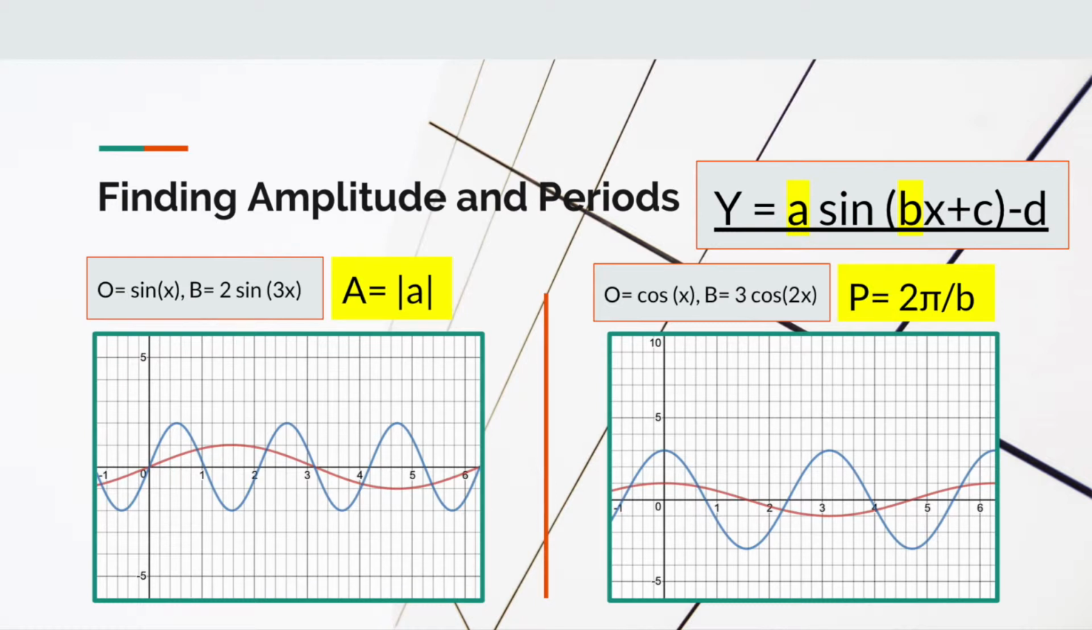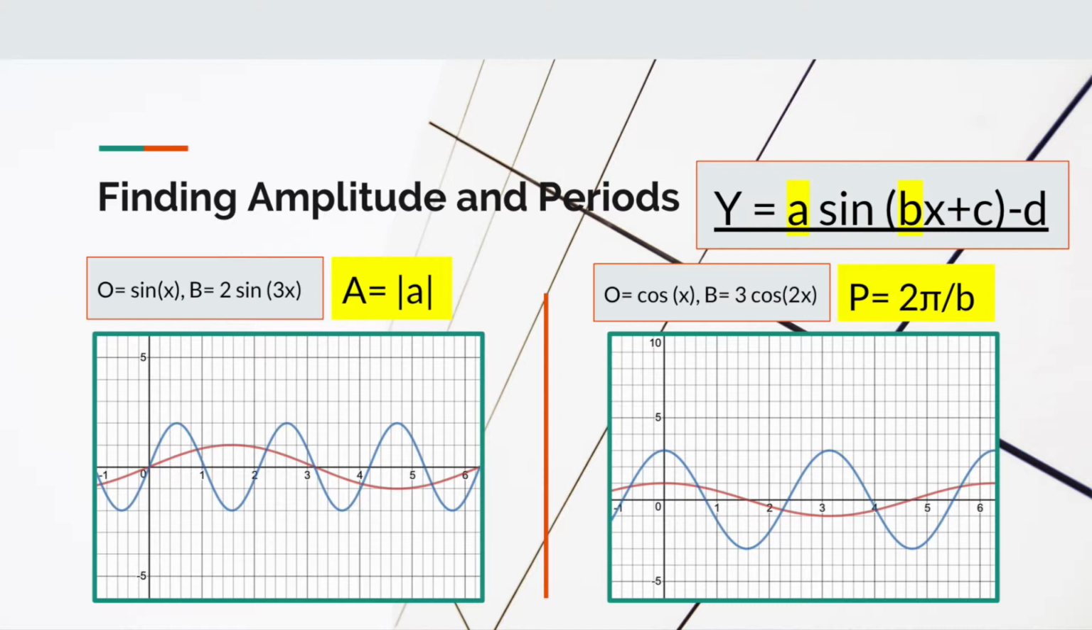The formula to the right demonstrates what the formula looks like and what will be used. Now let's look at the graph on the left. The orange wave is sine of x and the blue is 2 sine 3x. How do we find the amplitude? It says above in the highlighted formula that amplitude is the absolute value of a. And if we look at our formula above, we see that a is the value before sine. Now if we look back at our graph, we see that the number before sine is 2. And the absolute value of 2 is 2. Therefore, 2 is our amplitude.